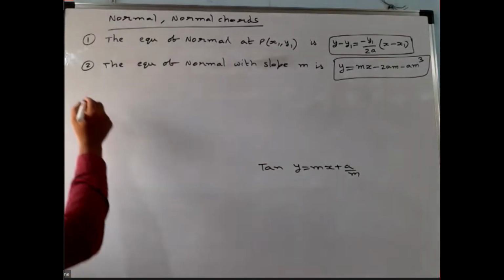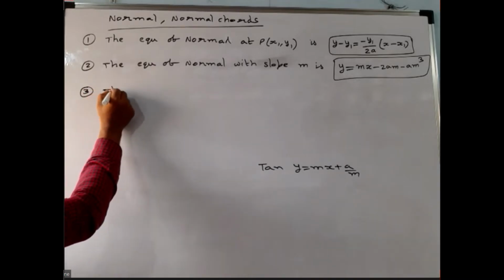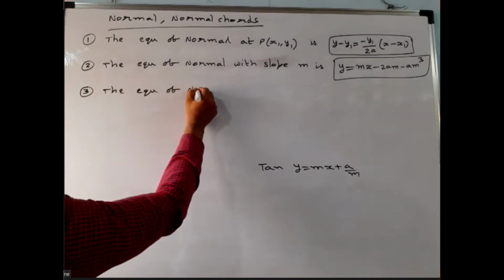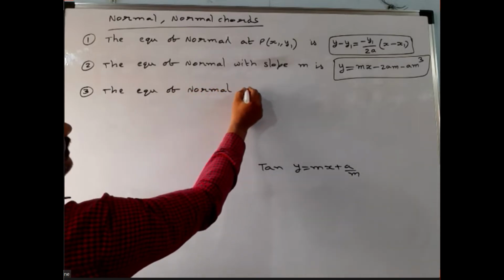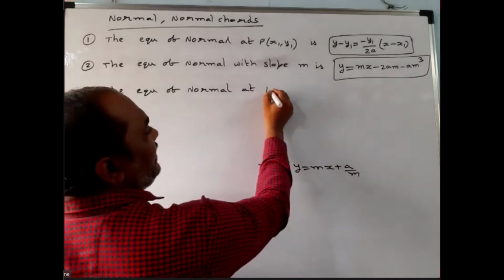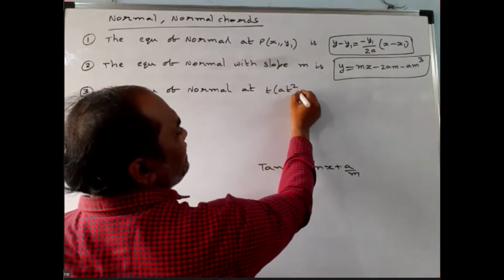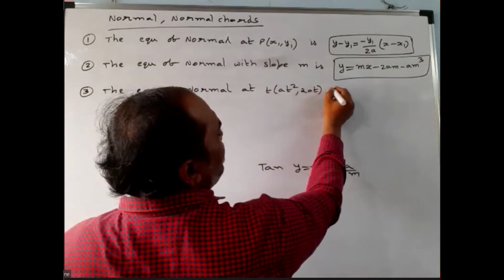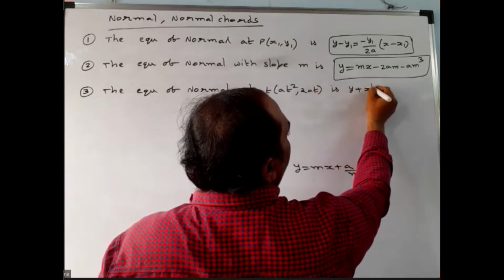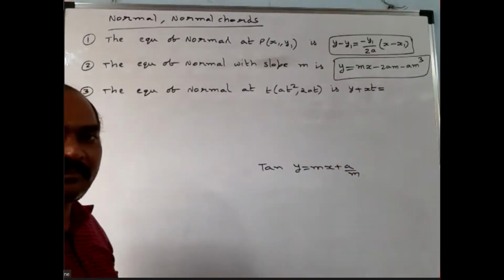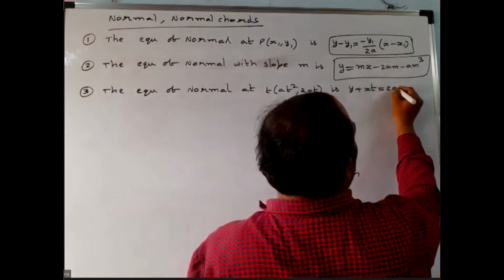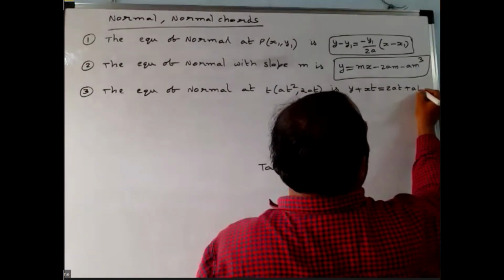Students, one more thing. The equation of normal at the parametric point t, that is the point (at square, 2at), is, anybody say? y plus xt is equal to, most important, 2at plus at cube. Very good, shabash.